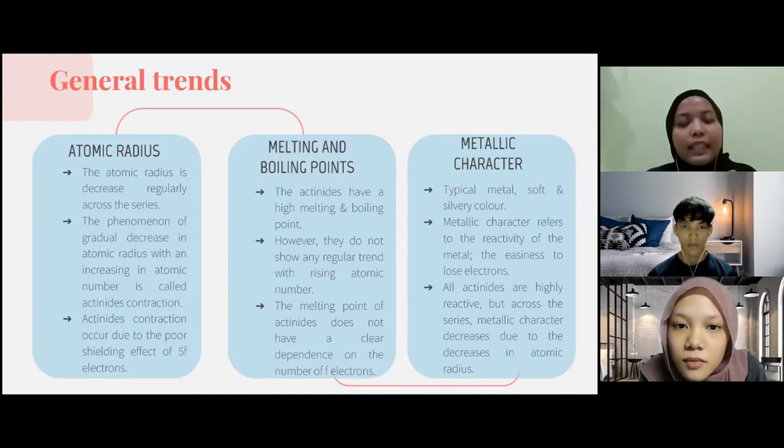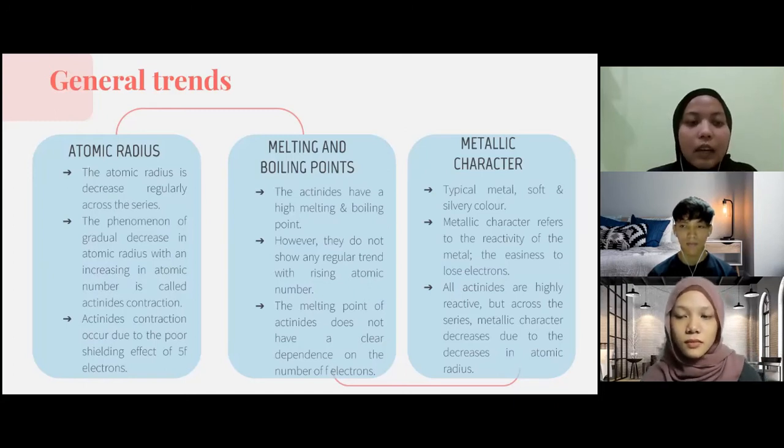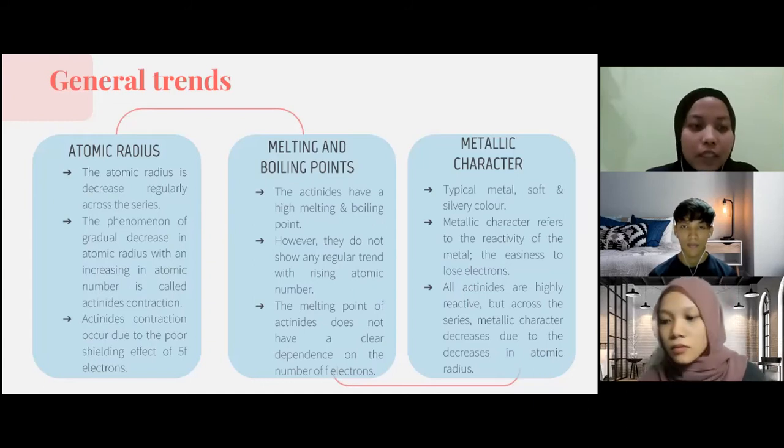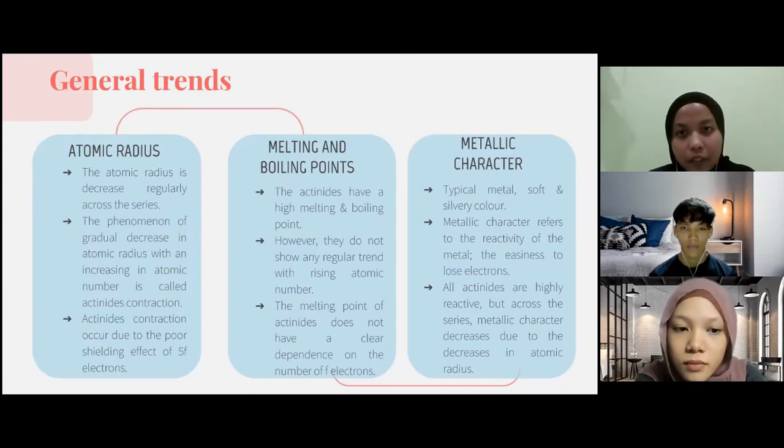Okay, next point, we go for the melting and boiling point. So the actinides have a high melting and boiling point. However, as I said before, they do not show any regular trend with rising atomic number, and the melting point of actinides does not have a clear dependence on the number of electrons. So we know that the melting and boiling point of actinides is high because of the size. The lowest melting points are neptunium and plutonium, but it's also around 640 degrees Celsius. It's considered high, but it is the lowest in the actinide series.